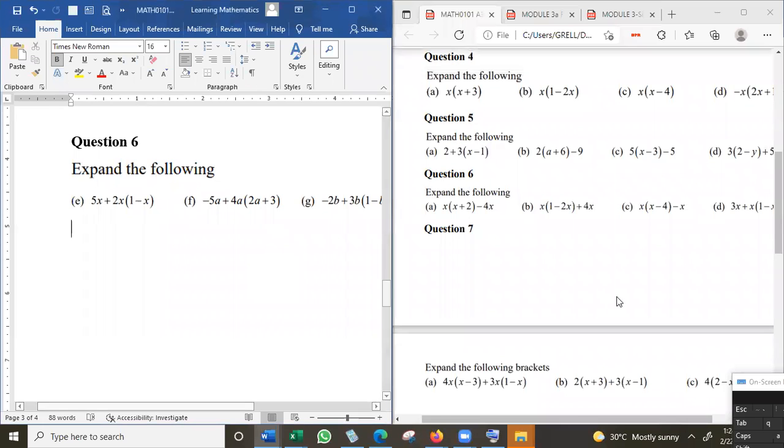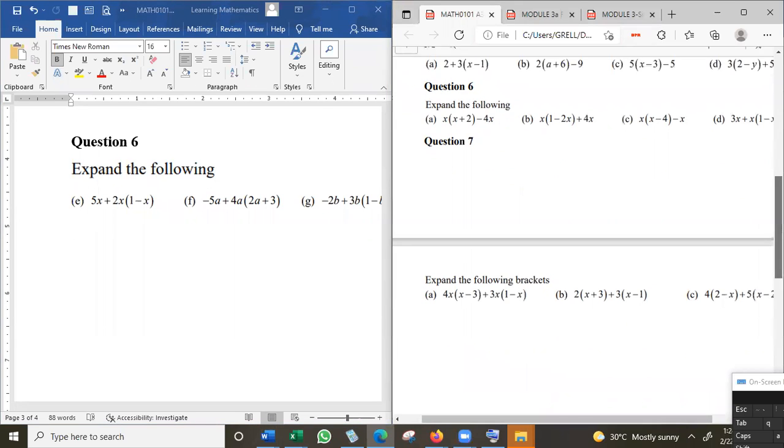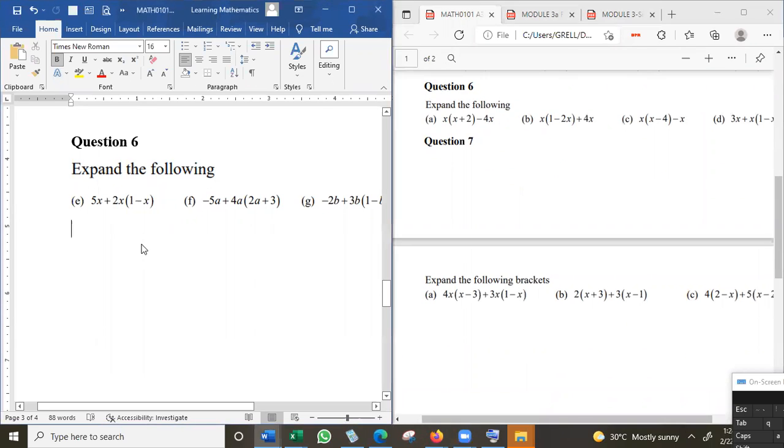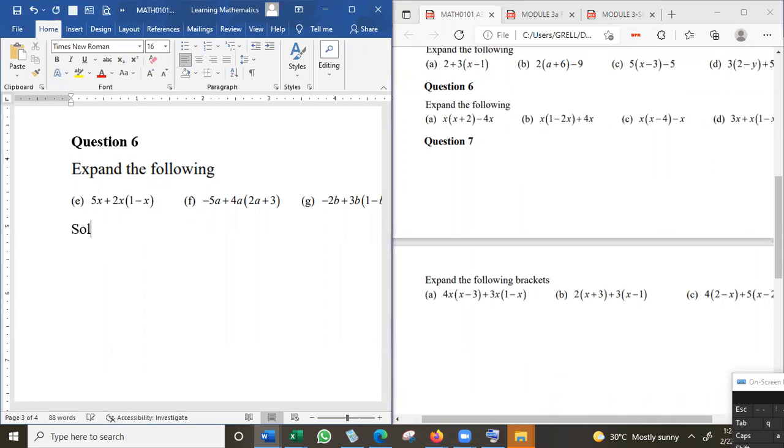So for question number 6 now, we have to continue expanding and most likely we have to simplify. Okay, so here's the worksheet, counterpart of it. So let's demonstrate via the worksheet. So let's write our solution.